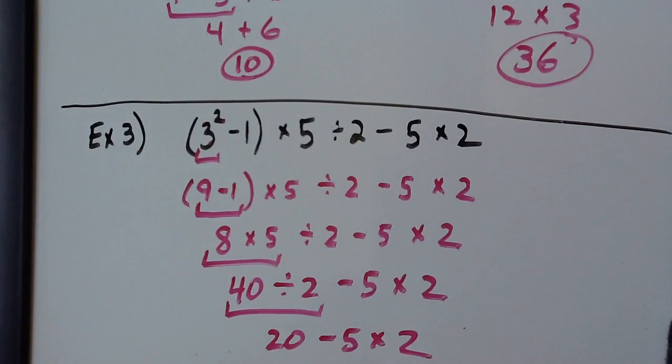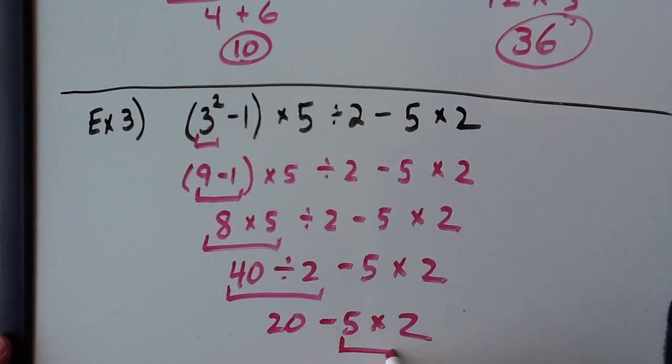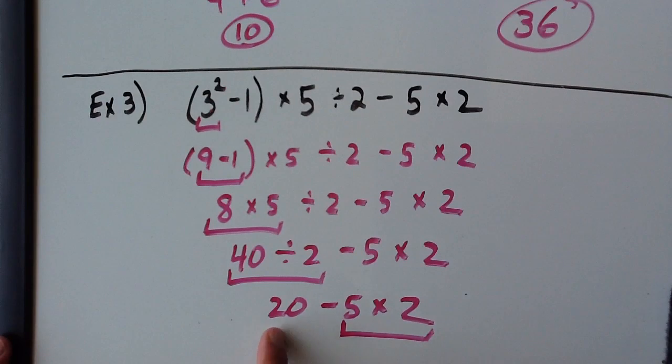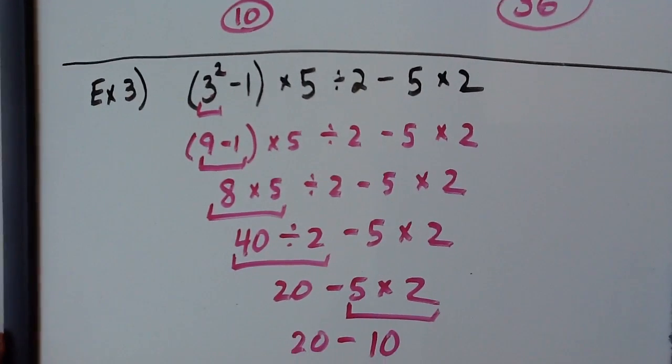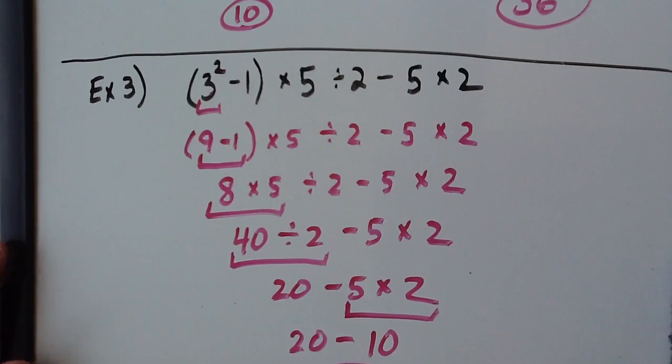Which should I do first? Well, I should multiply before I subtract. So I'm focused on this now. 5 times 2. I know that 5 times 2 is 10. I'm going to bring 20 minus this down. So 20 minus 5 times 2, I said, is 10. This is what I'm left with. 20 minus 10 is 10. I circle my final answer.